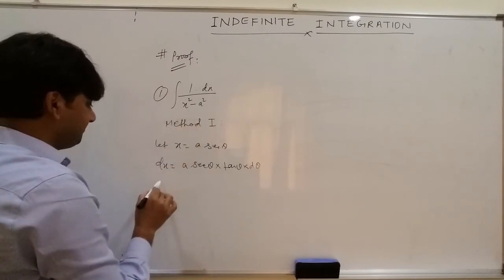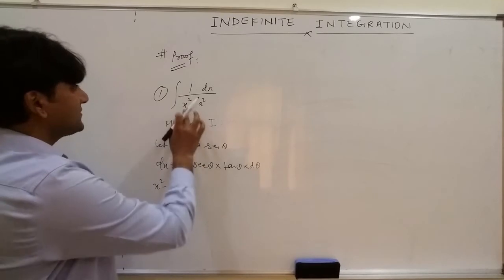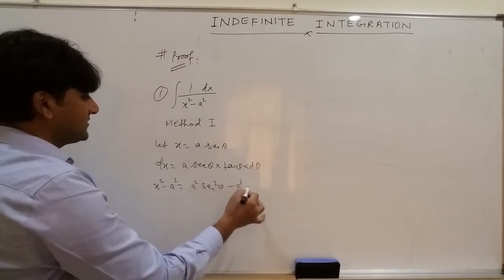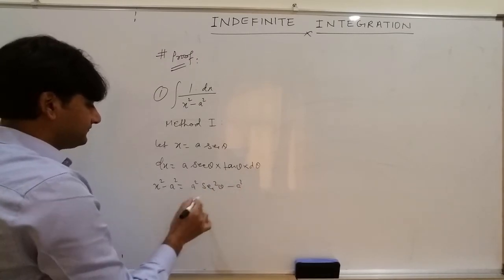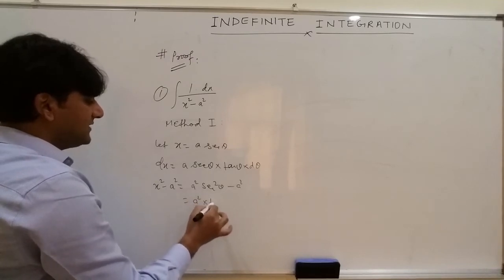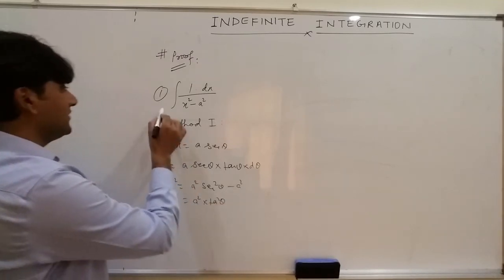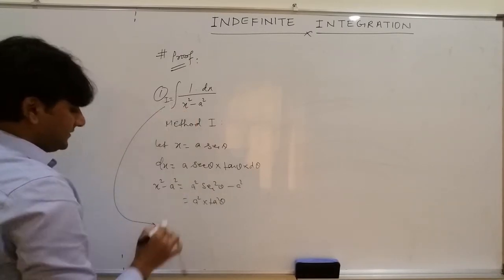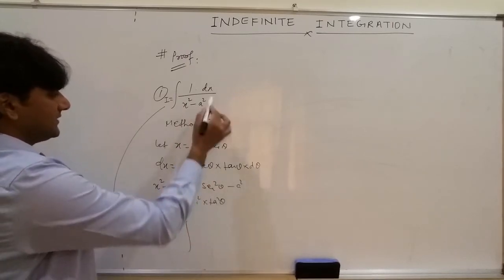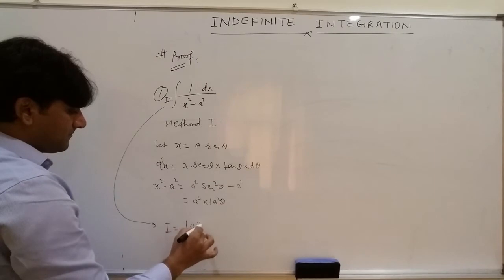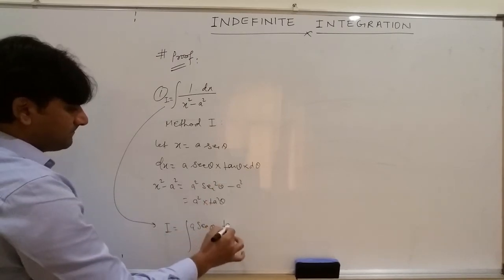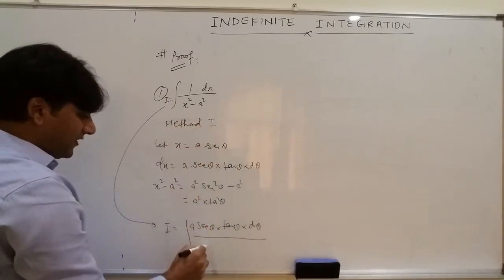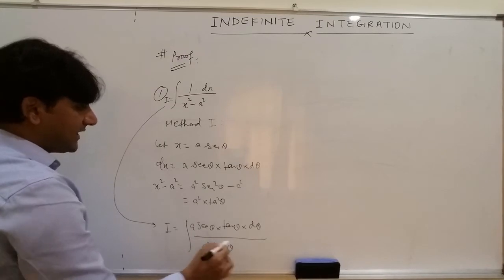And here x square minus a square would be a square sec square theta minus a square. A square we can take common. So sec square theta minus 1 is tan square theta. So now this is I, for example. This became dx is a sec theta tan theta d theta over x square minus a square, already we found a square tan square theta, right?